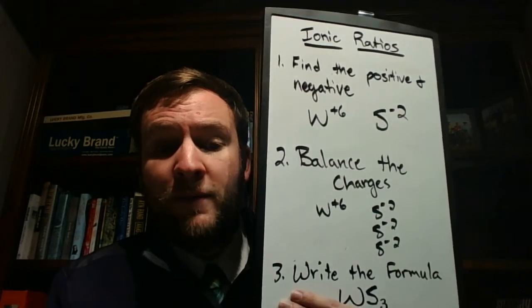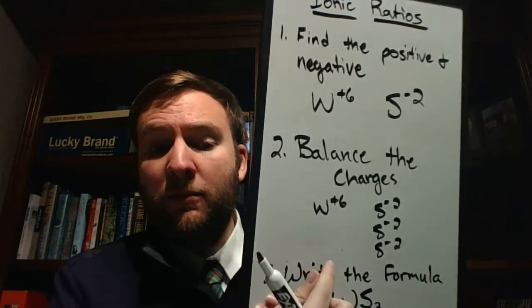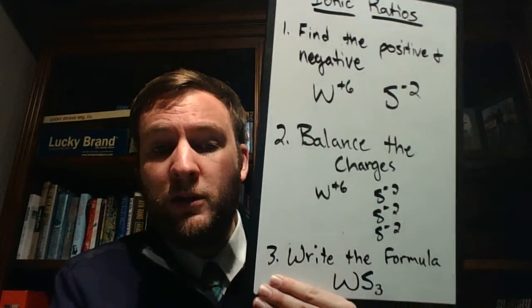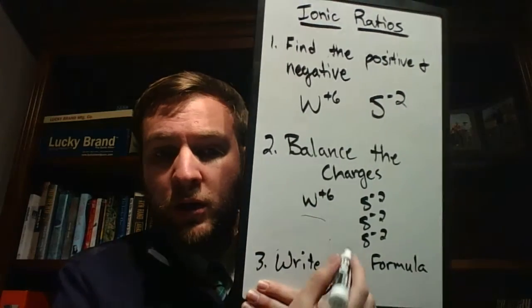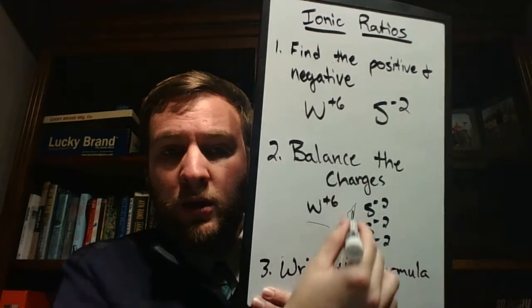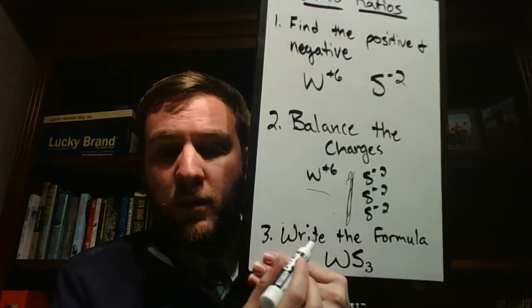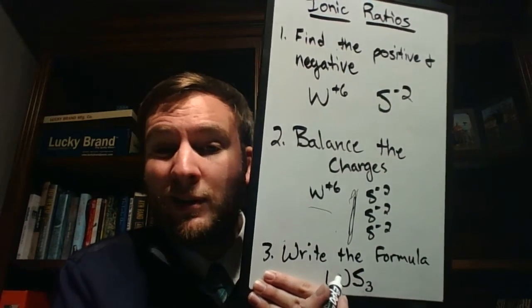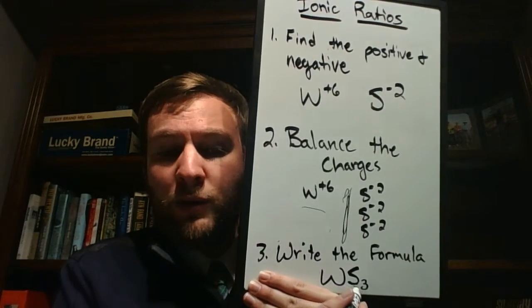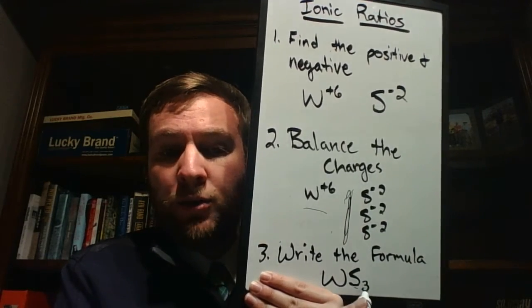So in the end, when I figured out that ratio, I'm writing the correct formula down. Notice I have 1 tungsten here, 1 here, and 3 here. So I have 1 tungsten, no number, because if you write it down once, that means there's at least 1. And then 3 sulfur, so it's WS3. And that will be the correct formula for tungsten sulfide, more correctly, tungsten 6 sulfide.